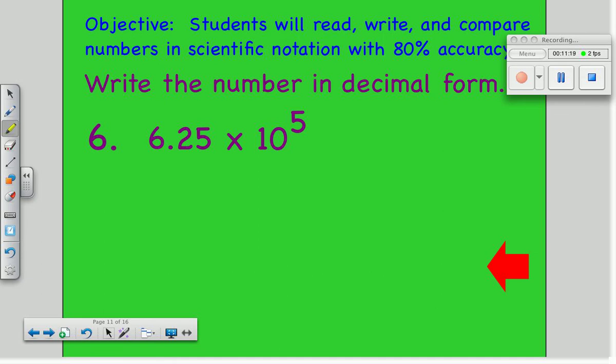Okay. Now let's write this one. What's the value of it? So I have a 6, a 2, and a 5 right here, right? How many times do I need to move this decimal? This number tells me. I move it 5 times. Because this number is positive, that means I'm multiplying. And when we multiply, we increase the value of a number. And to increase the value of this number, I need to move the decimal to the right. So from here, 1, 2, 3, 4, 5. Fill them up with zeros, and that's my answer. 625,000.